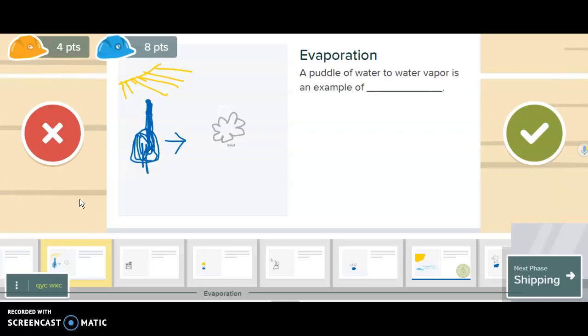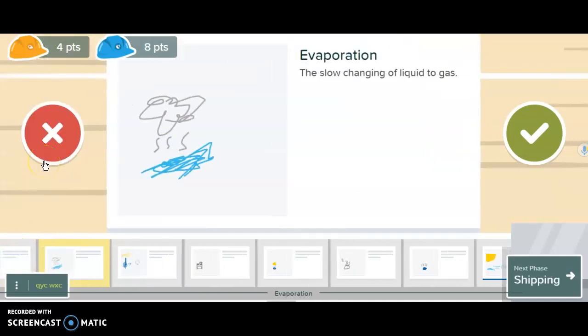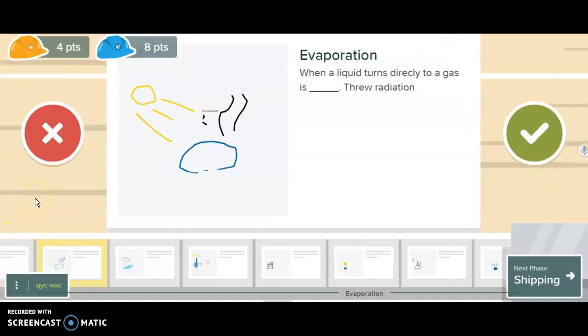Who did this one? The slow change of a liquid to a gas, not incorrect. Who did this? Is that you? Three-way tie. When a liquid turns directly to a gas, well, you've got to be careful with that, because a liquid turning into a gas is not like it's skipping anything. So just be careful with that one.